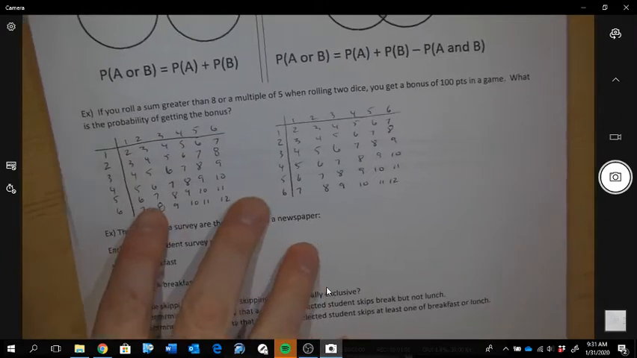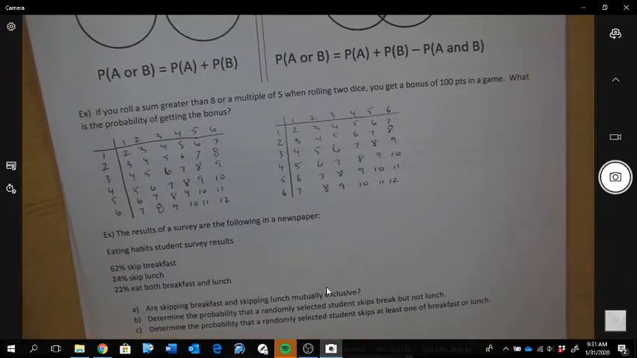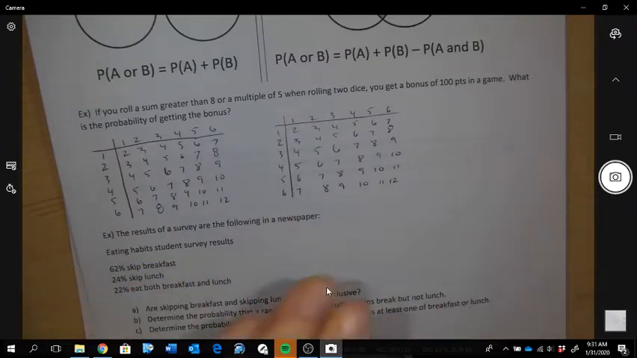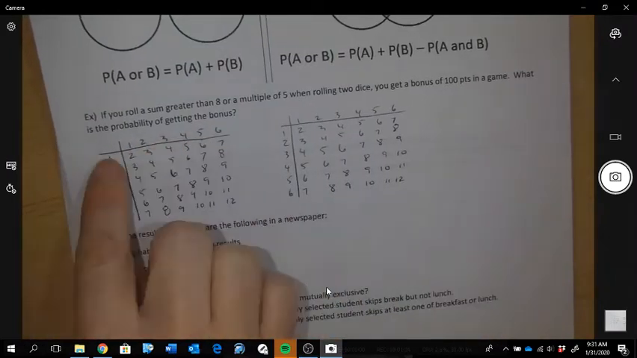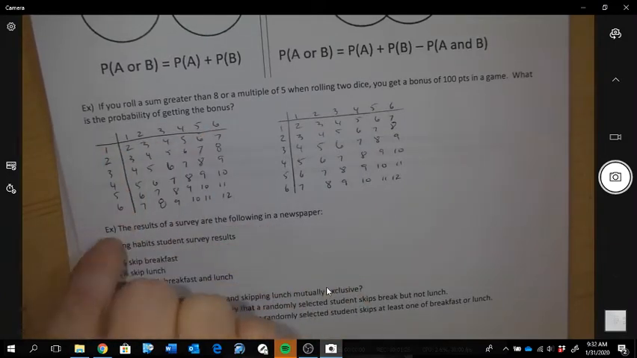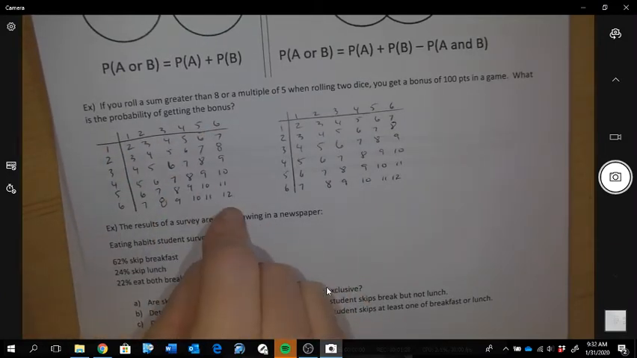Okay, this first one: if you roll a sum greater than 8 or a multiple of 5 when rolling 2 dice, you get a bonus of 100 points in the game. What is the probability of getting the bonus? I've done this already. If you roll 2 dice, 1 through 6, here are the possible sums that you could get.